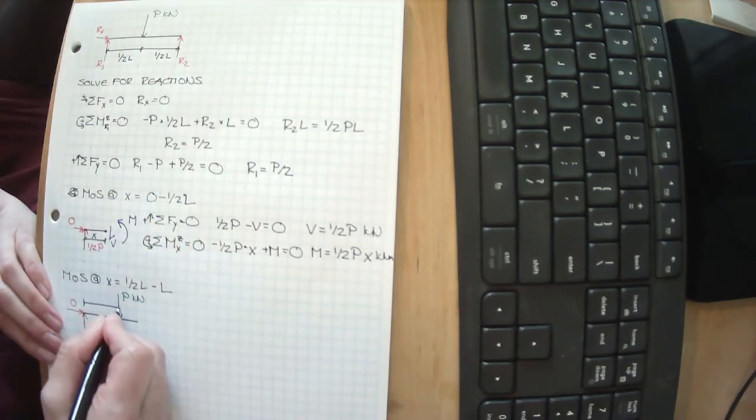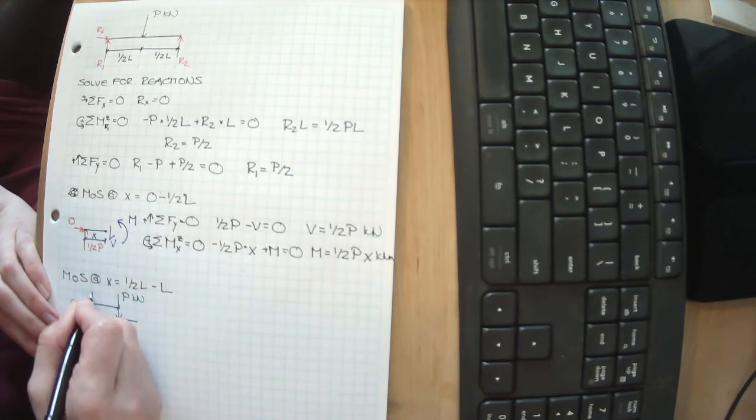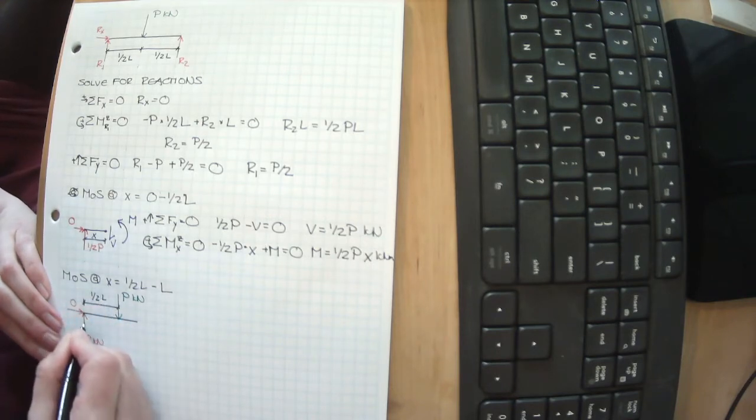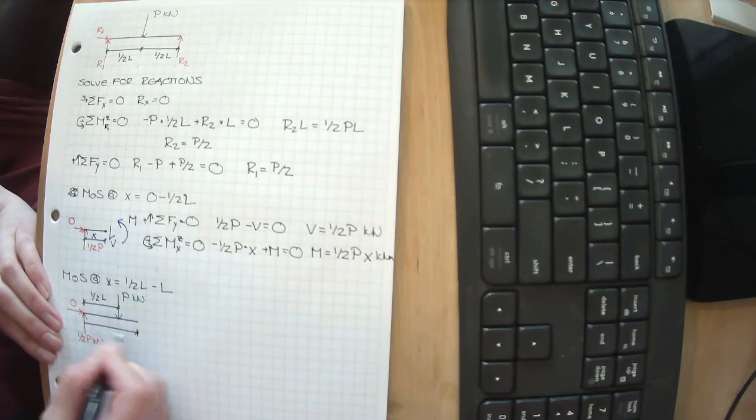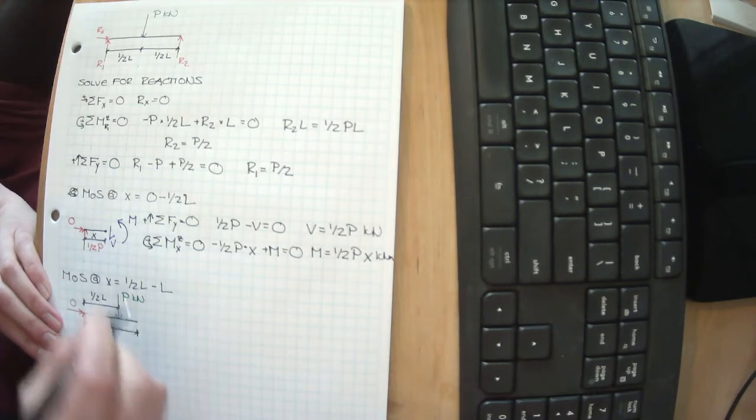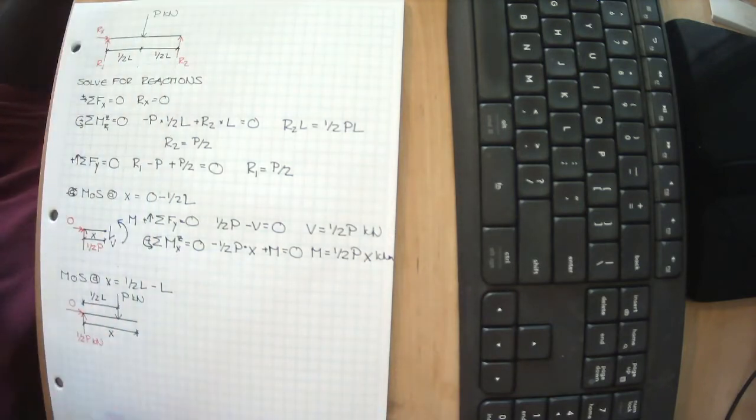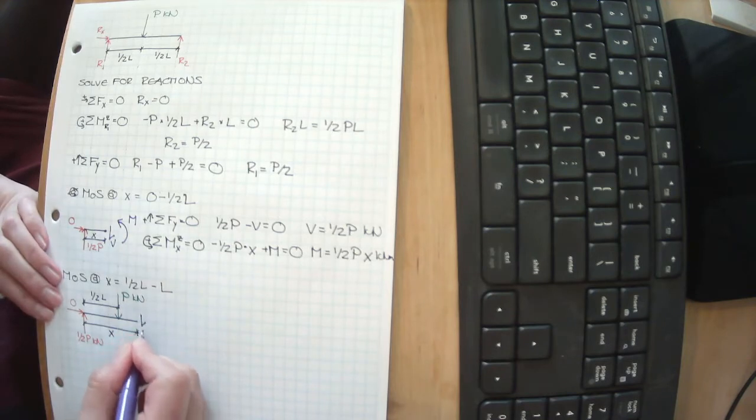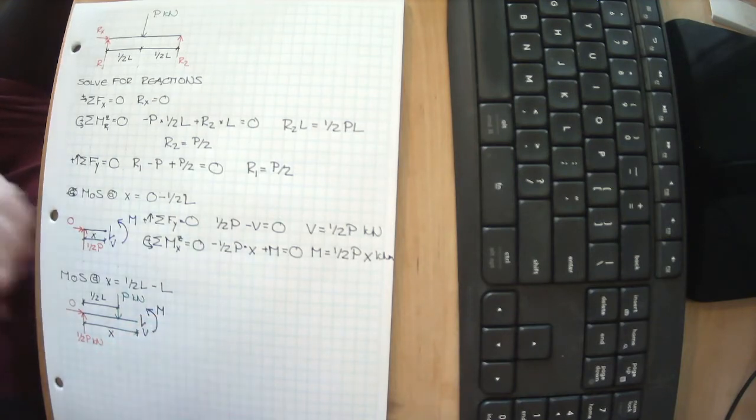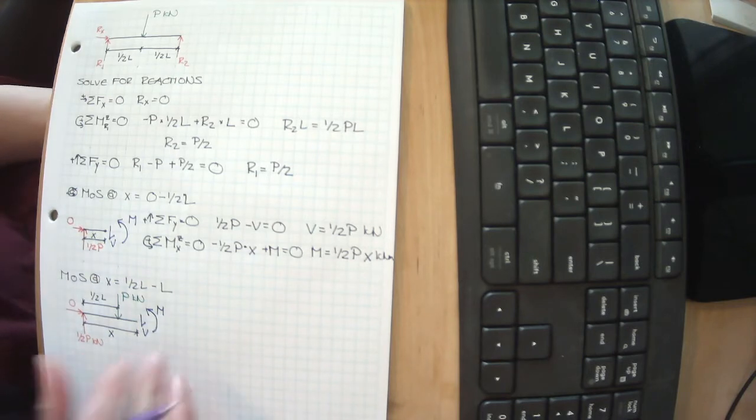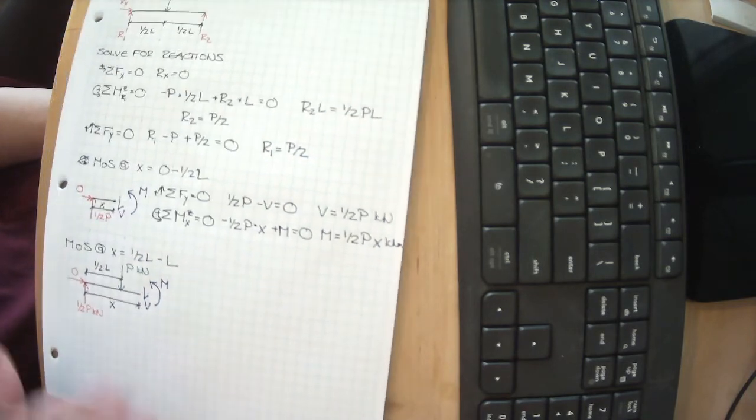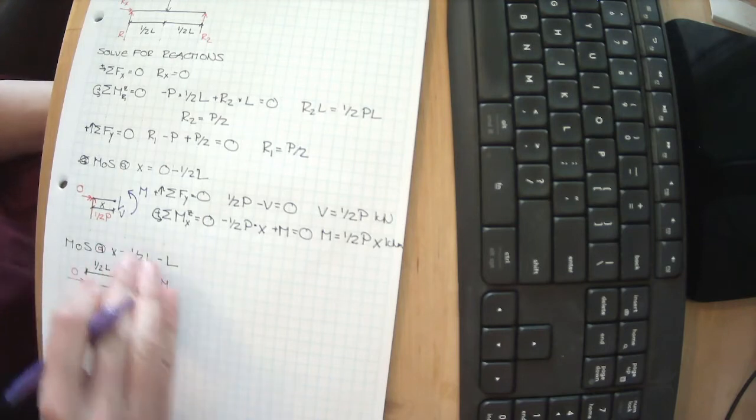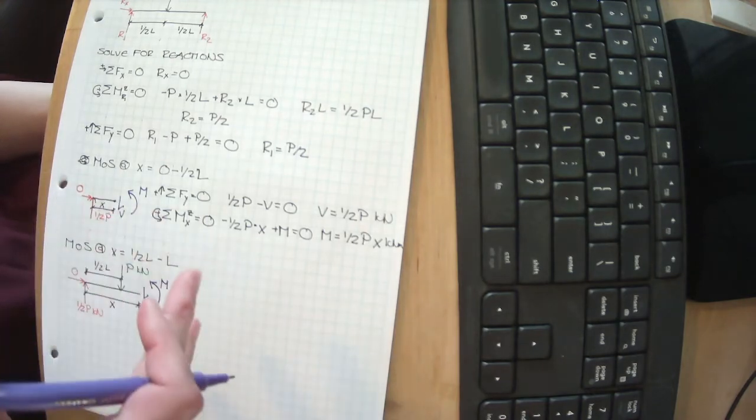This is happening at 1/2 L, and this cut is happening at x, and holding this whole thing in place is an unknown shear and an unknown moment. And we want to know what it takes for this object not to move up and down, slide back and forth, or spin in space.